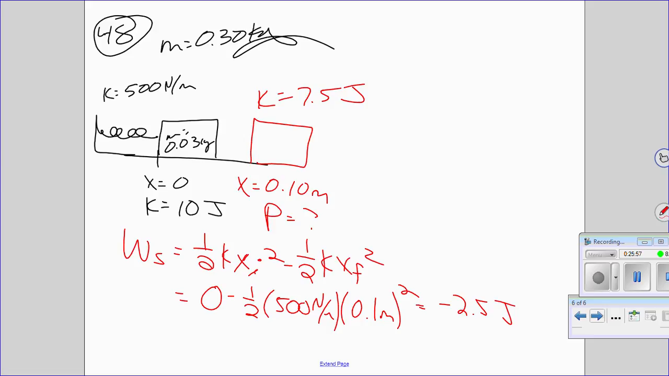Change in kinetic energy is, by definition, final kinetic energy minus starting kinetic energy, right? Because that's what change in something means. It means final minus initial. So I know my change is negative 2.5. Let's figure out how much we ended up with after starting at 10. Follow? So add 10 to both sides and you get 7.5.